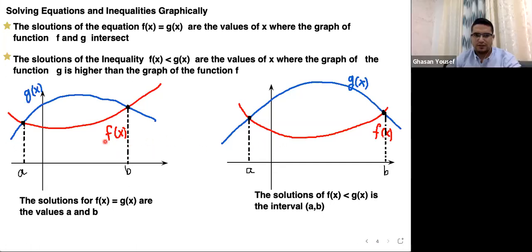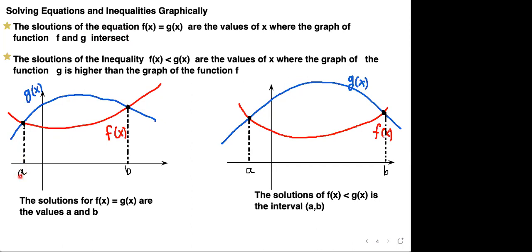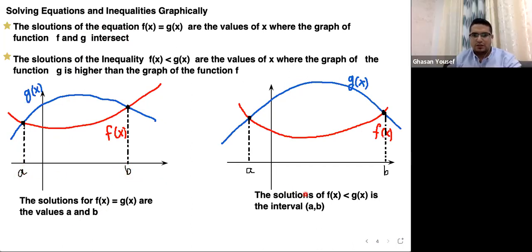Left. This is the left. So the solution for this one, f of x equal g of x, is always a point, like A and B only, without an interval. But the solution for any inequality, less than or greater than, is always an interval.